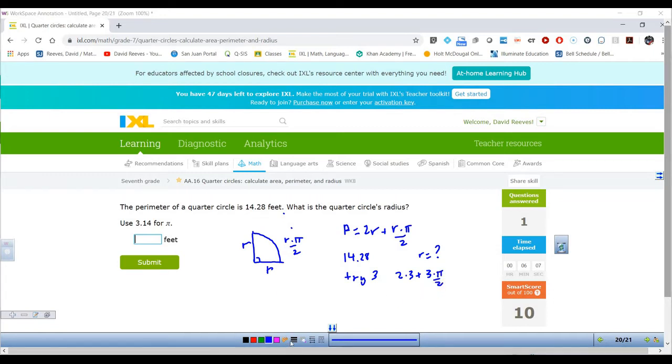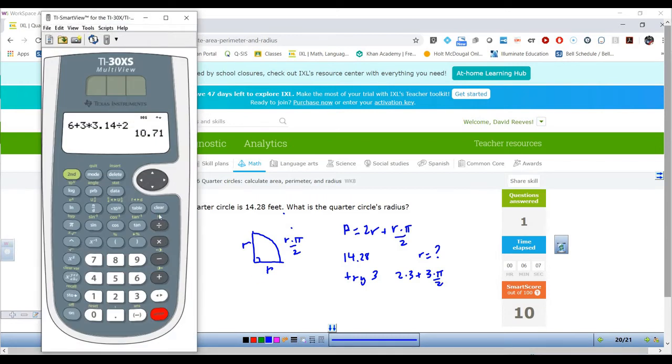All right, so we're going to go into our calculator and we're going to clear all this out, okay? And 2 times 3 is 6. And we're going to go 6 plus, wait, this looks really familiar. 3 times 3.14, right? Divided by 2. And what do I get? I get 10.71. Hey, that's the problem we just did, isn't it? Gee, Mr. Reeves, you're not very smart today.